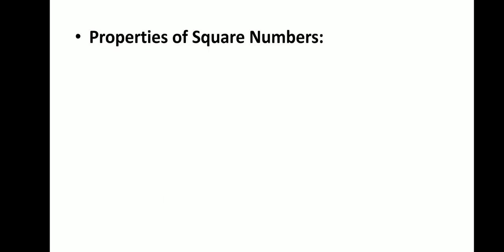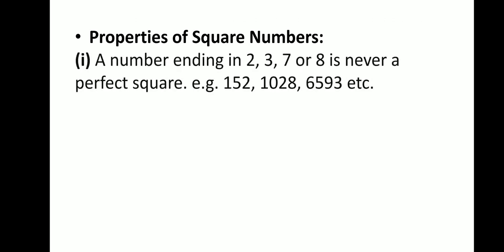Now coming to the properties of square numbers. The very first property is a number ending in 2, 3, 7 or 8 is never a perfect square. It means that if a number has 2, 3, 7 or 8 in its units place, then that particular number will not be a perfect square, like 152, 1028, 6593, etc.